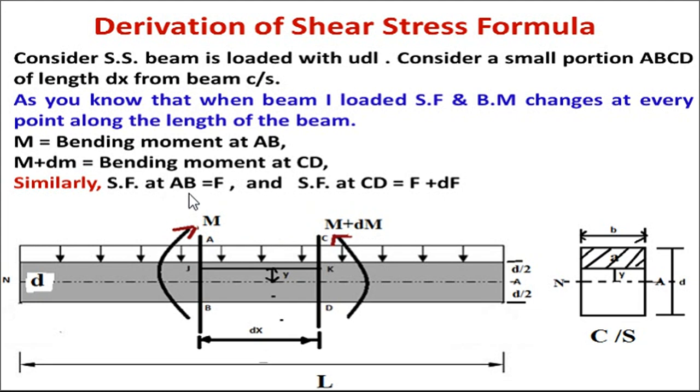Similarly, at this face I will assume that shear force F is acting, and over the length dx it will be F plus dF. So this is the shear force acting. And here I have shown a cross section above the neutral axis, a rectangular cross section whose width is B, whose area at a distance y will be A.